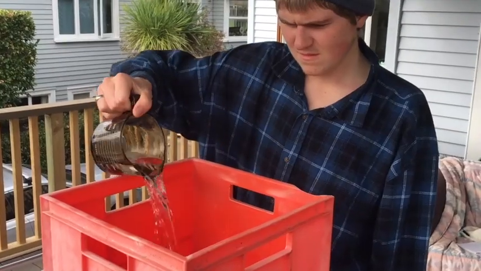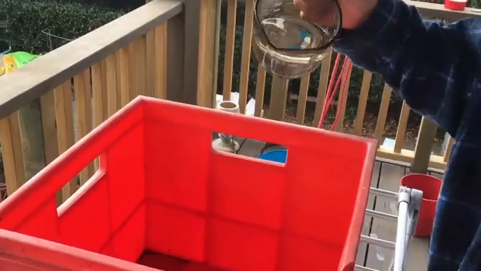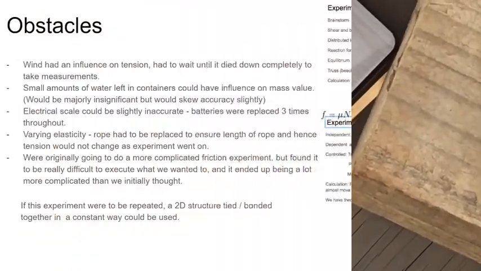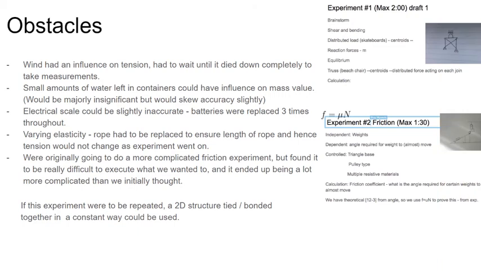This was poured into the red container, and for each of the 5 mass values of the red container, or mass 1, I recorded the value shown. These are some of the issues that we encountered while doing the experiment.